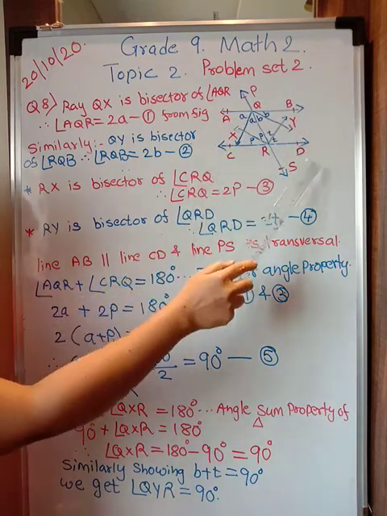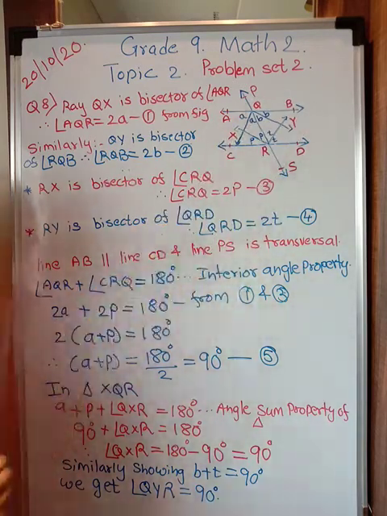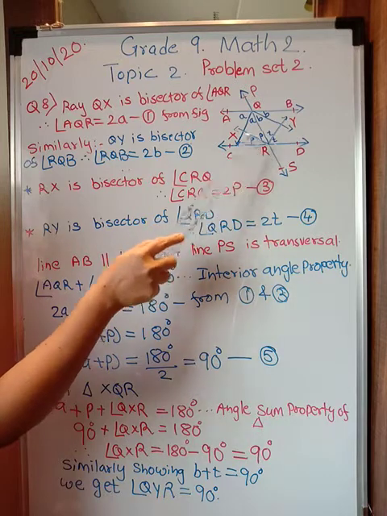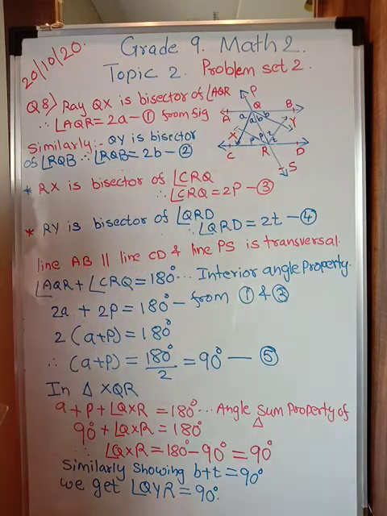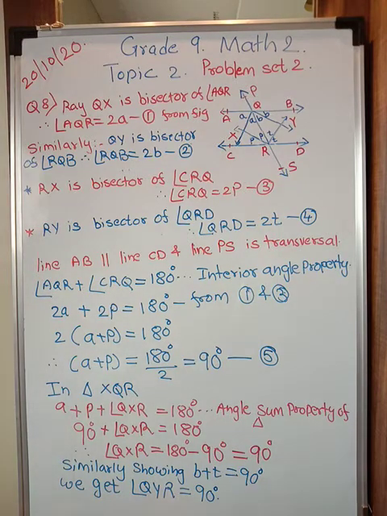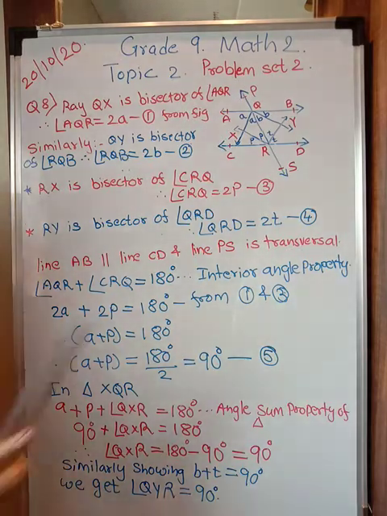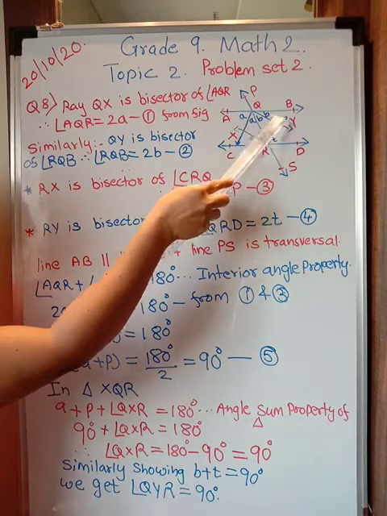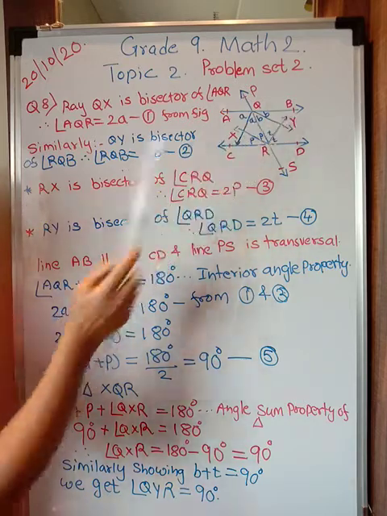AB is parallel to CD is given and PS is transversal is given. And you have to show that Q, Y, R, X, this is a rectangle. So it is to be proved that the quadrilateral which is formed at the center, Q, X, R, Y. Can you see this? Q, X, R and Y. So this is a rectangle.